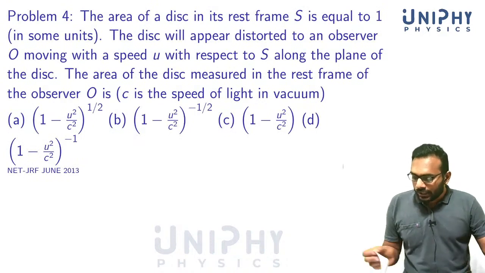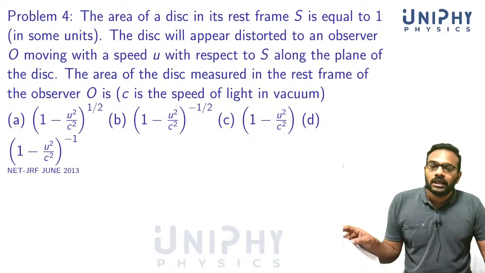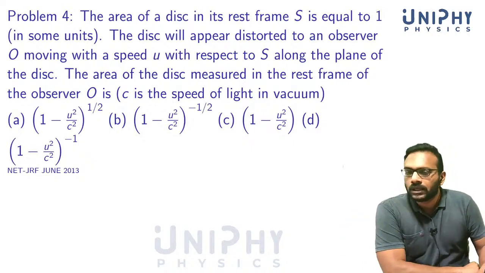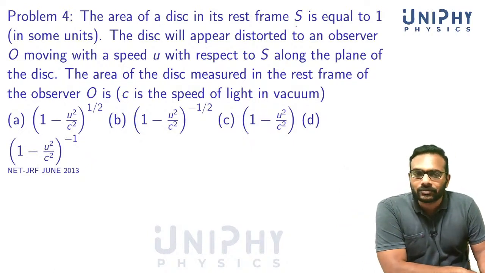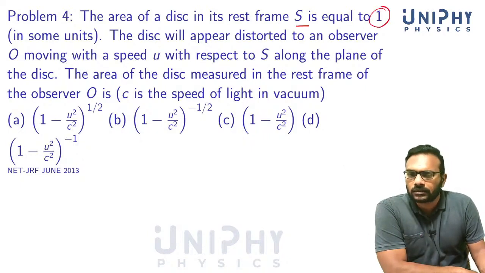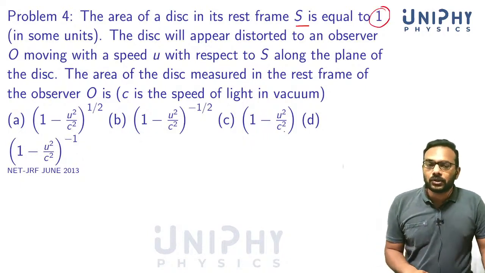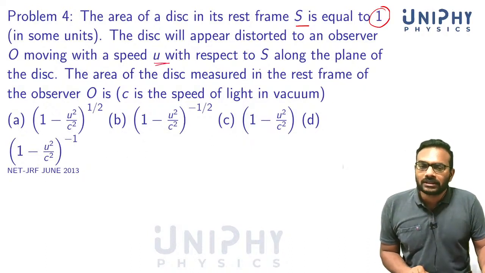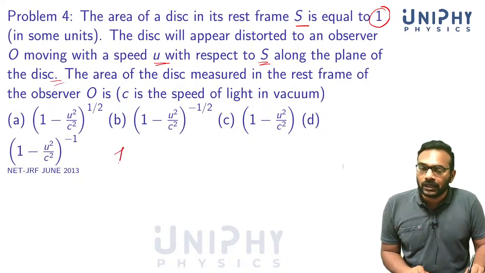And yet another problem for relativity: the area of a disk in its rest frame. The area of a disk in its rest frame S is equal to 1 in some units. So it is 1. The disk will appear distorted to an observer moving with the speed u with respect to S along the plane of the disk. Why? Because of length contraction.